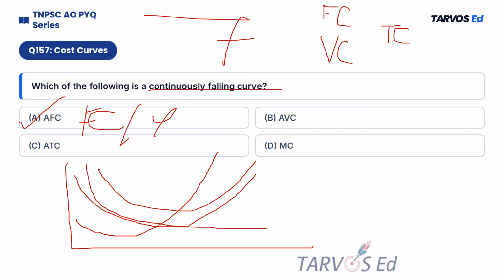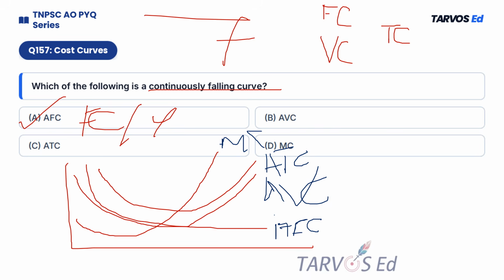So let me mark it. This will be marginal cost, and this will be average fixed cost, and this will be average variable cost, and this will be your average total cost. Okay, please bear with my handwriting. If you are not understanding this, you can refer to Google also.